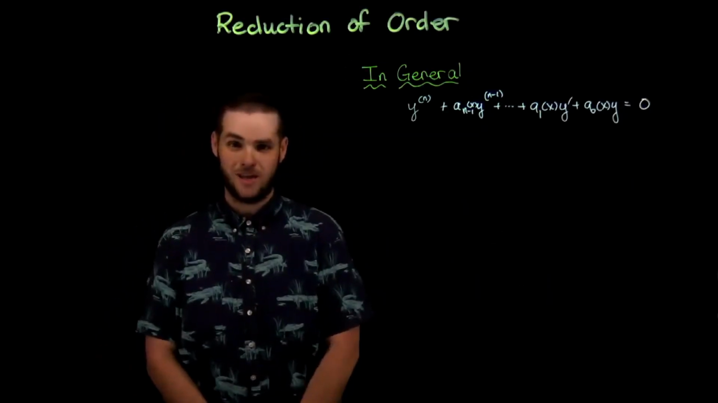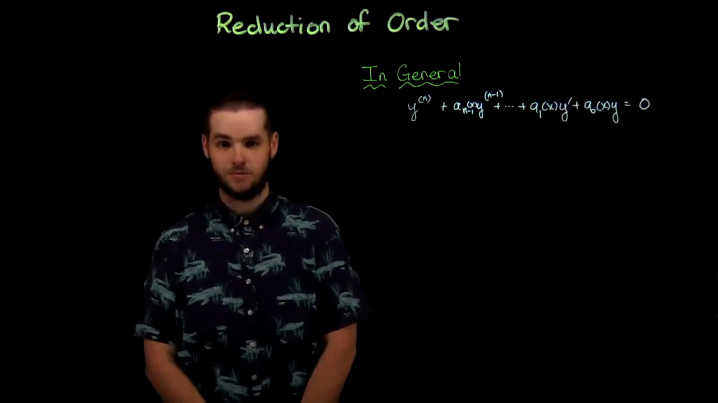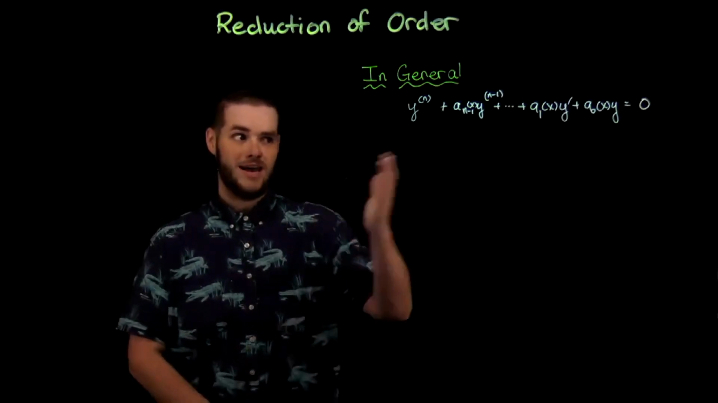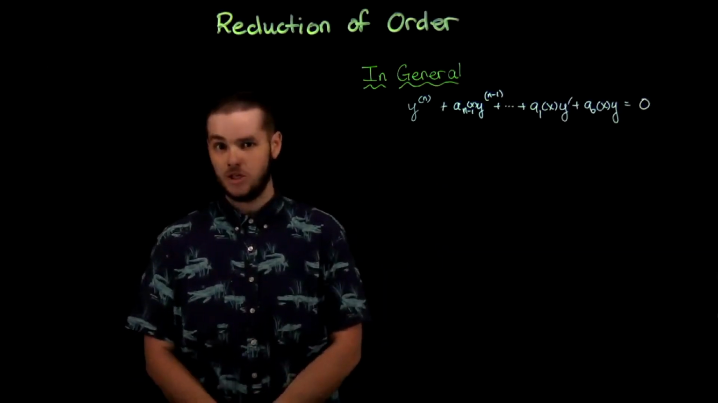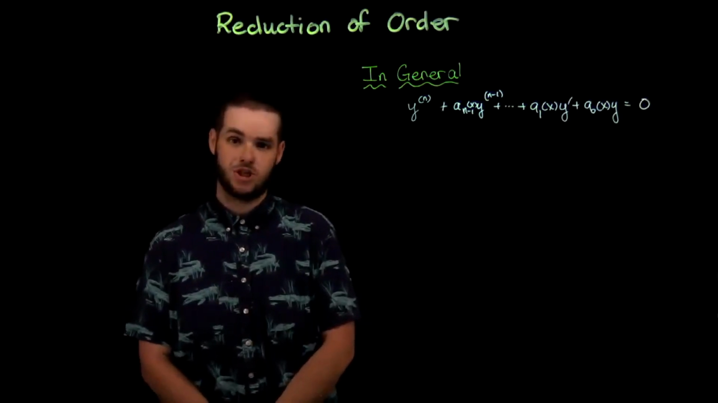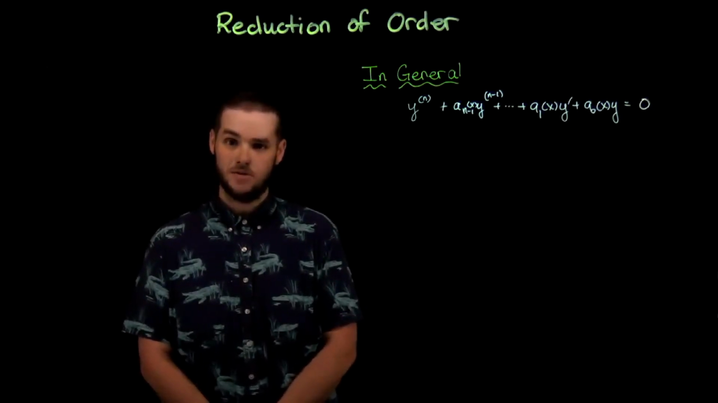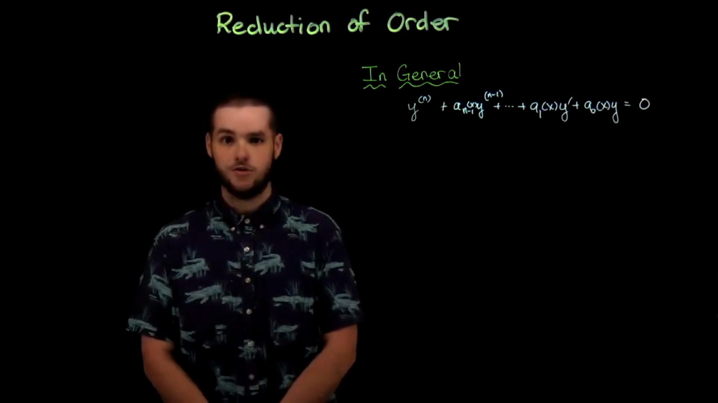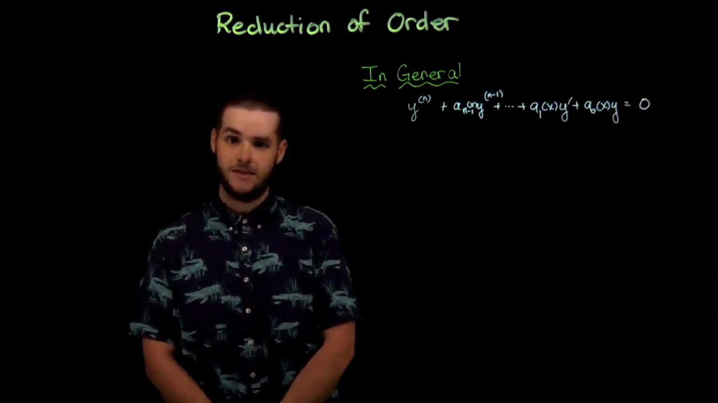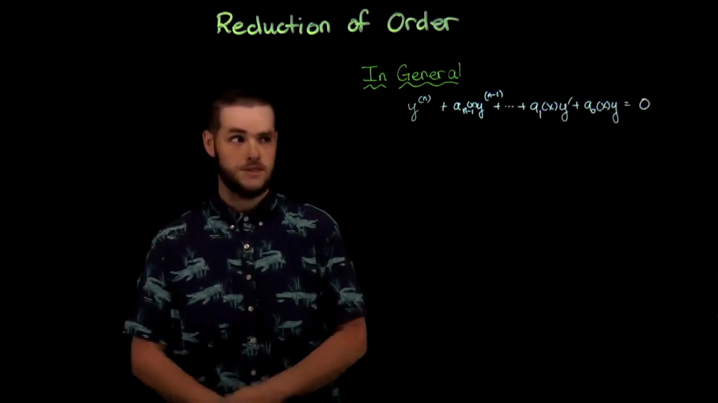Now, in the second order case, it's maybe a little overkill to use reduction of order. However, I can use it in higher dimensional cases, and here I think is where it really shines. Sometimes factoring or finding roots of very high degree polynomials is difficult to do by hand, but I can still reduce the order of this equation.